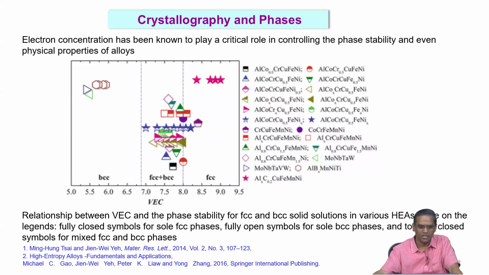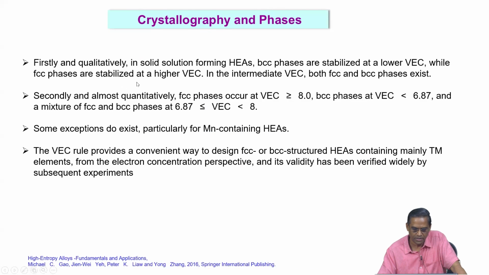They say that since it is done for mostly transition metals, they also include the d electrons: the number of d electrons plus the electrons in the valence shell. That is considered valence electron concentration. So, is there a rationale? Qualitatively, in solid solution forming high entropy alloys, BCC phases are stabilized at lower VEC, while FCC phases are stabilized at higher VEC. At intermediate VEC, both FCC and BCC are formed.